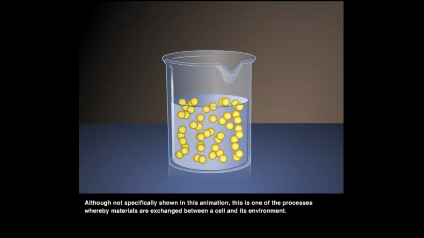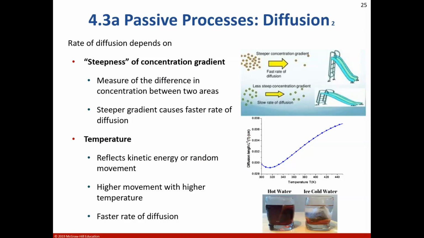Now let's talk about the rate of diffusion. It's going to depend on the steepness of the concentration gradient. The steeper the concentration gradient, the faster we will have a diffusion rate. So it's a measure of the differences in concentration within two areas.